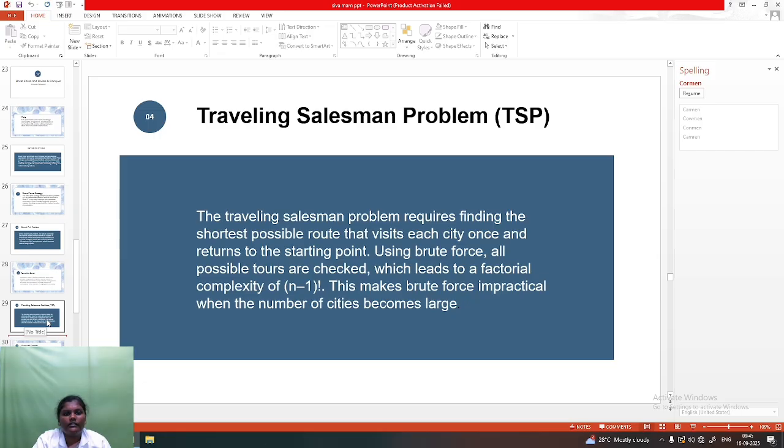Next one, the traveling salesman problem. The traveling salesman problem requires finding the shortest possible route that visits each city once and returns to the starting point. Using brute force, all possible routes are checked, which leads to a factorial complexity of (n-1)!. This makes brute force impractical as the number of cities becomes large.